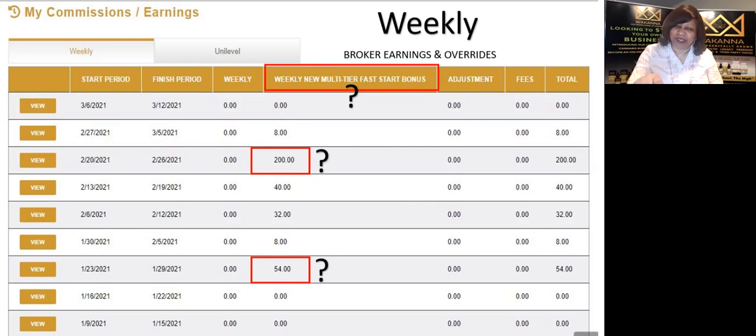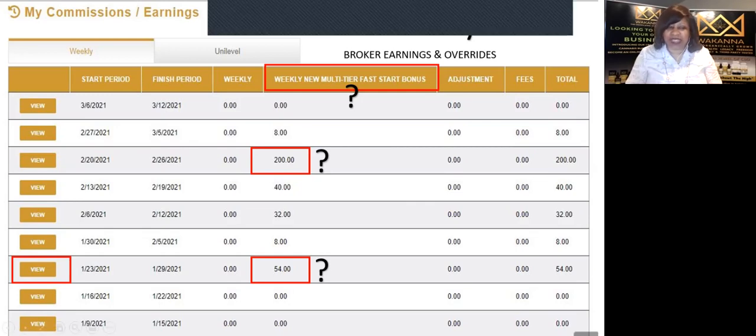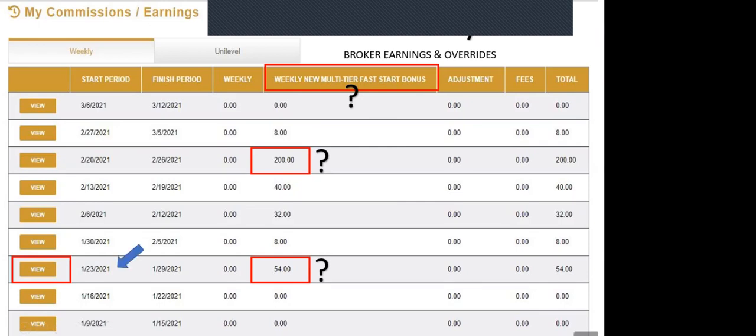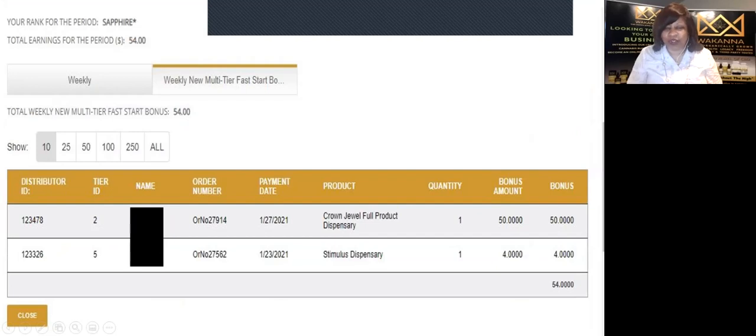So how do you find out how I earned $54? Well, there's a little button over here to the left that says view. Everybody see that view? It just put a red box around view right here. When I click that view button for this particular date, it opens up another window. And now I look at that window and find out how I made $54.